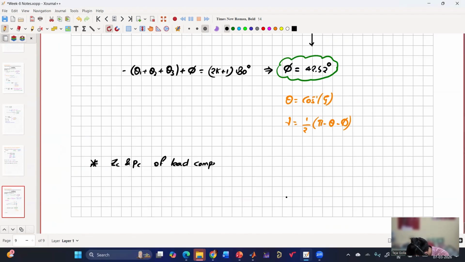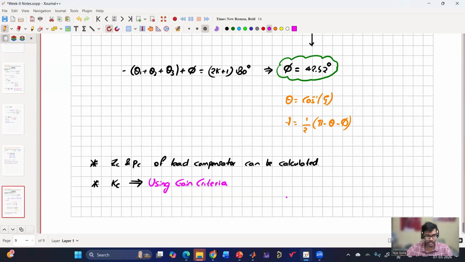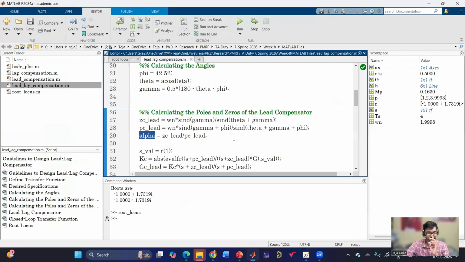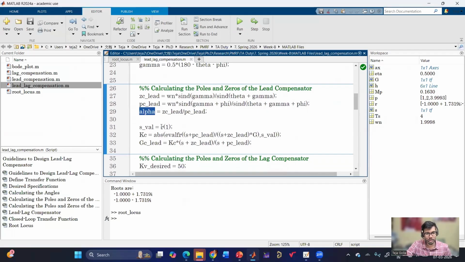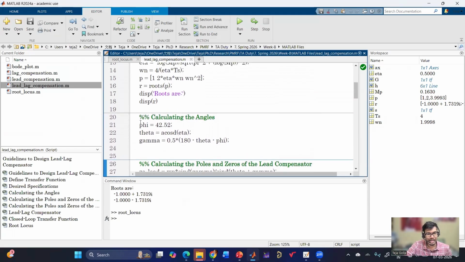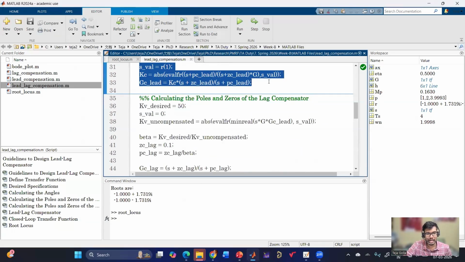Once this is calculated, we can get Kc using the gain criteria. The gain should be 1 there, right? So we can calculate Kc using the gain criteria. So Kc, how do I calculate that point, whatever r of 1? So let me calculate. We have calculated till there, and now we can calculate till this.